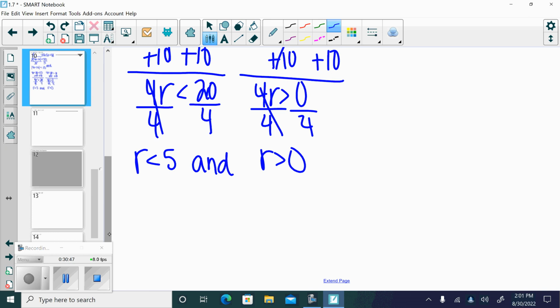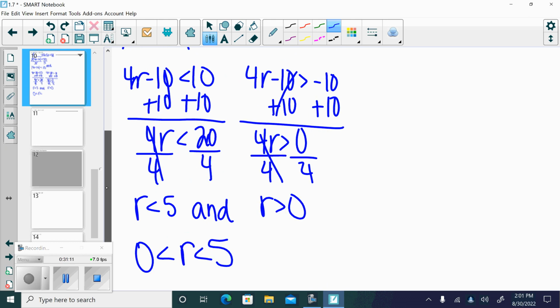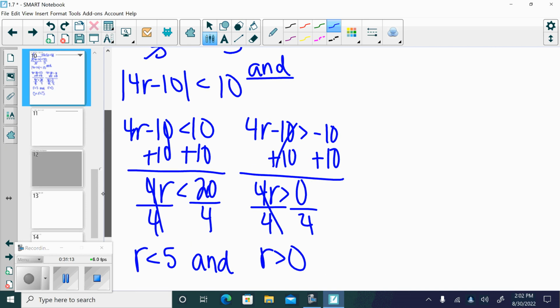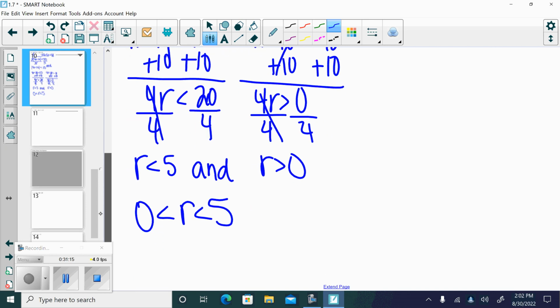Someone raise their hand besides Caleb and Abby. Tell me, besides Jake. Someone else. Tell me how to write it in inequality notation. Which number am I going to list first? 0. What do all my signs need to be? Less than. So 0 is less than r is less than 5. Very good. So 0 is less than r is less than 5.